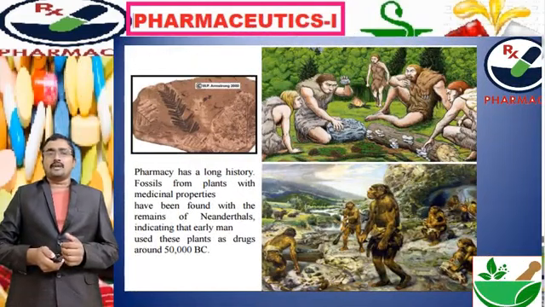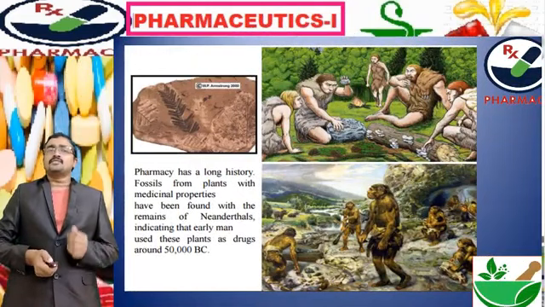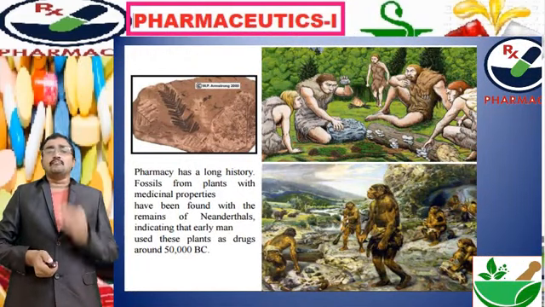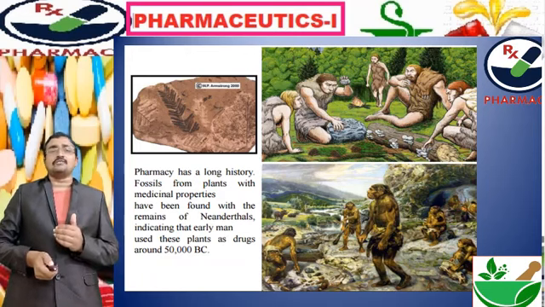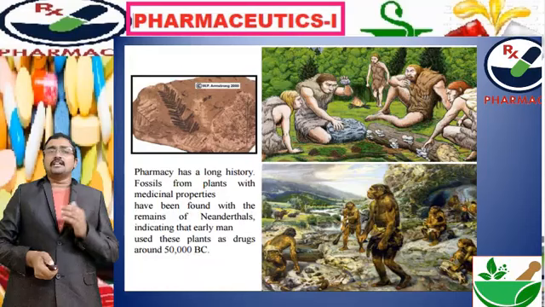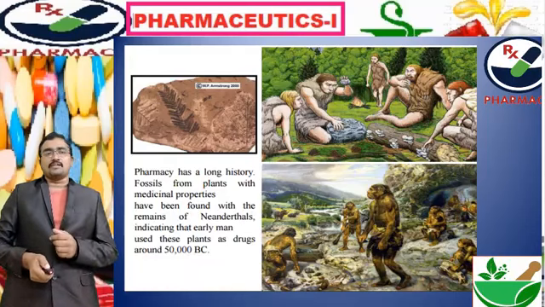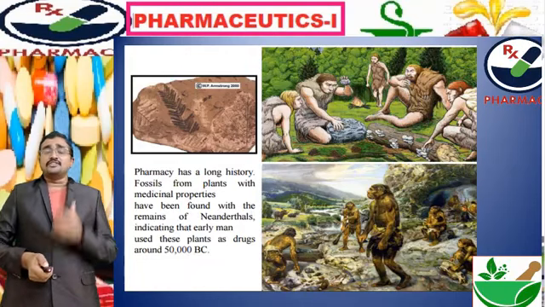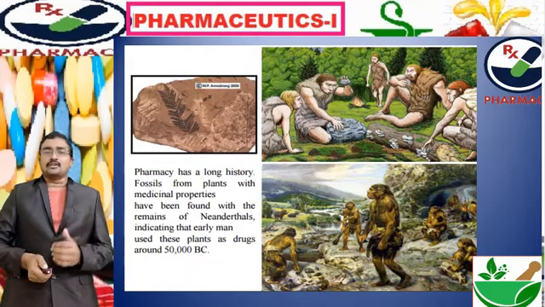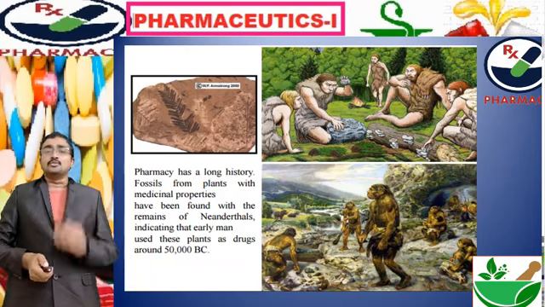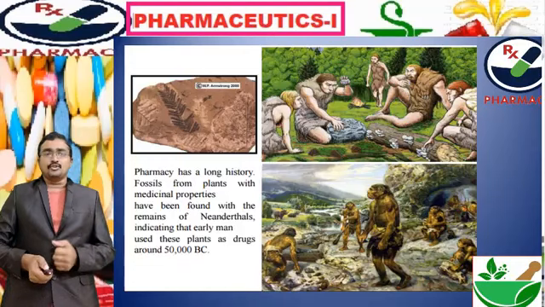If you see the fossil plant, so this is the fossil plant. This fossil plant has a number of medicinal properties. Our ancient people found that there are many active constituents in these fossil plants. From the fossil plants, they extracted the different active constituents, and those active constituents are mainly used to cure or to prevent the diseases faced by humans.